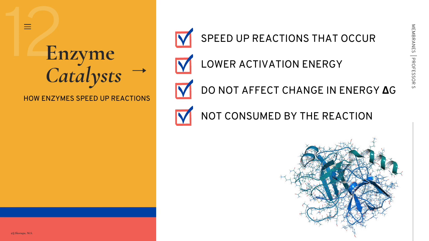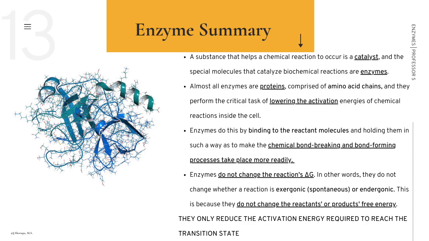Enzymes are catalytic proteins that speed up reactions which would already occur. They function by lowering the activation energy. However, they do not affect change in energy delta G. Enzymes are not consumed by the reaction and are used repeatedly in catalytic cycles.